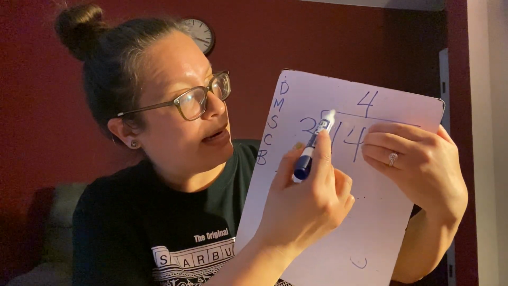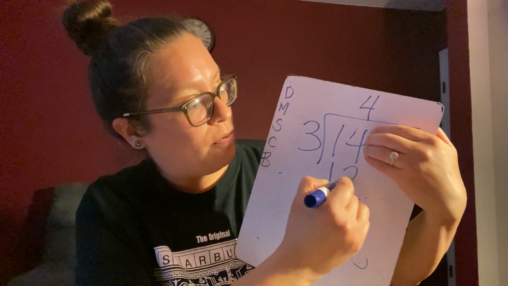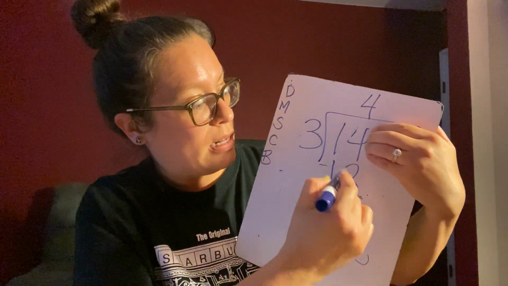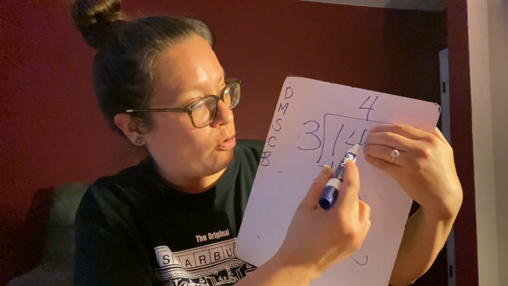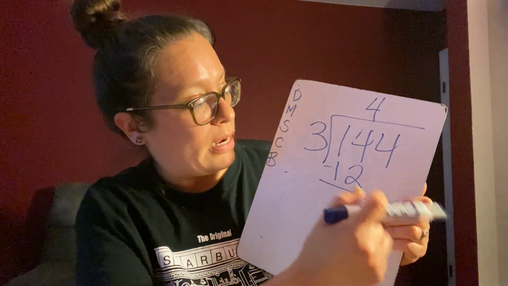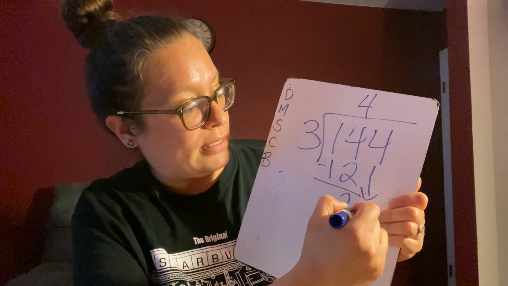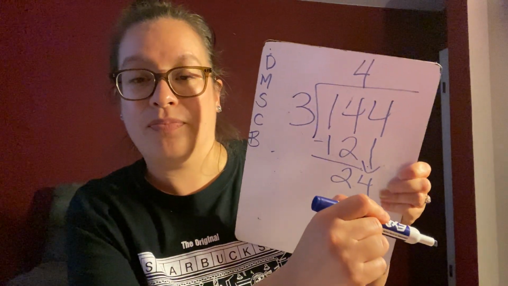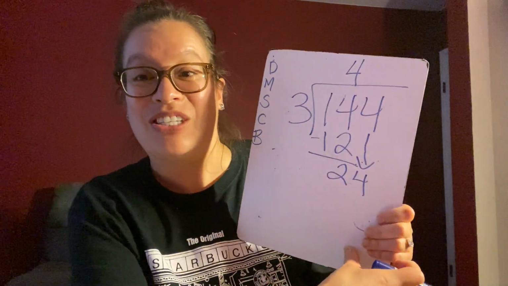All right. 3 times 4 is 12. Subtract. The answer is 2. 4 minus 2. Now I check my work. Can I bring anything else down? Yes, I can. 4, and now it's 24.